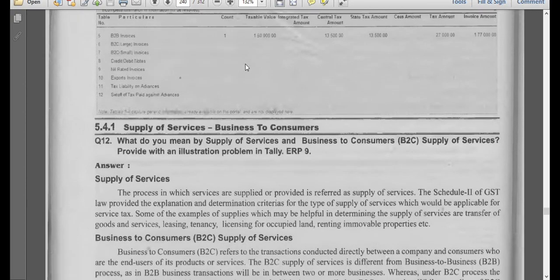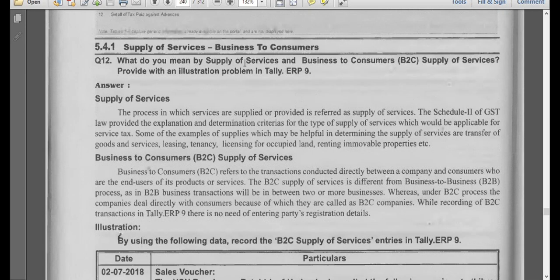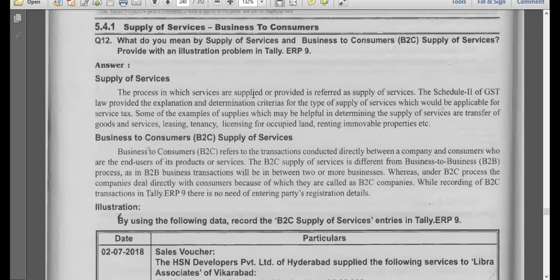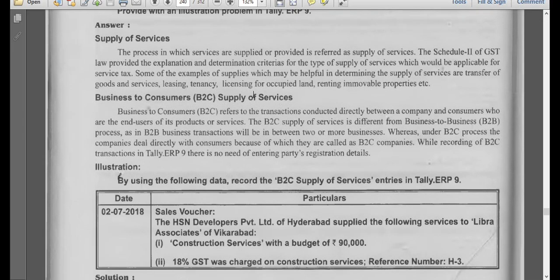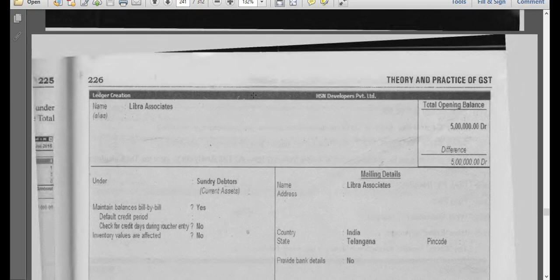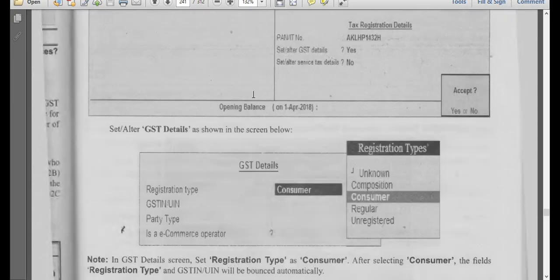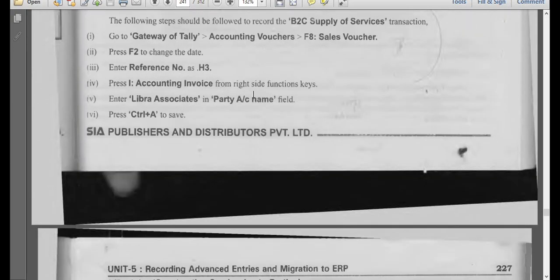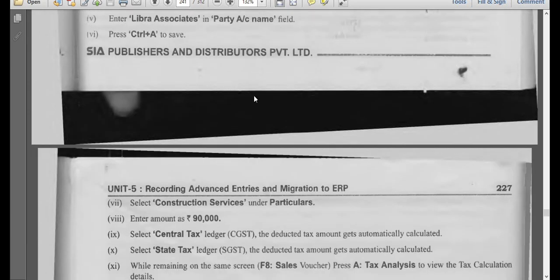And then supply of services, business to consumers. Till now we have seen all the transactions from business to business, but in the next class we will see how a business deals directly with the customer. Business to consumers, who are the customers. So this is business to consumers or business to customers.